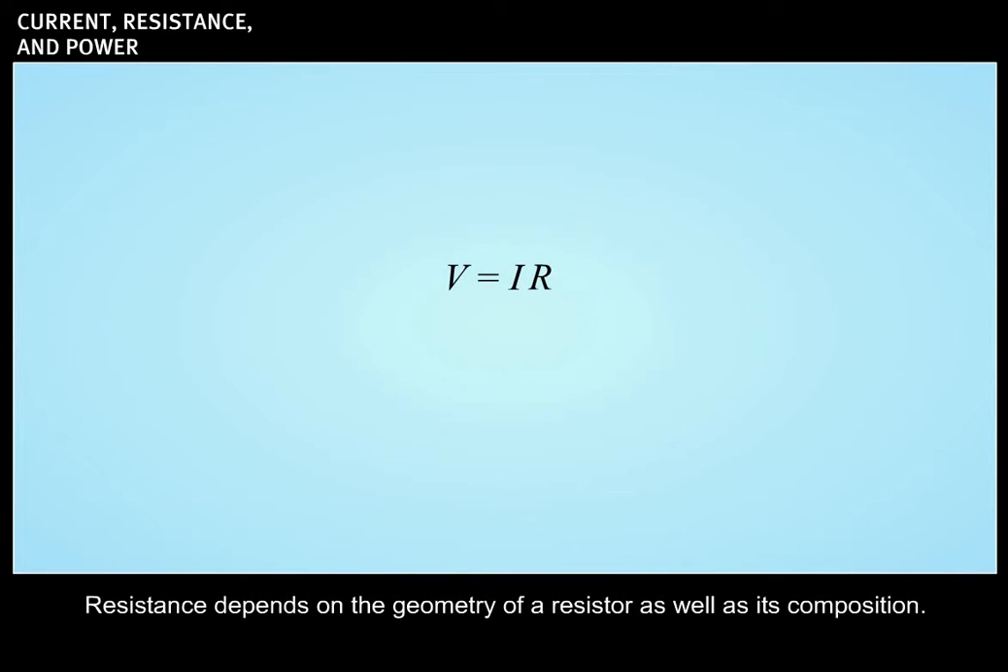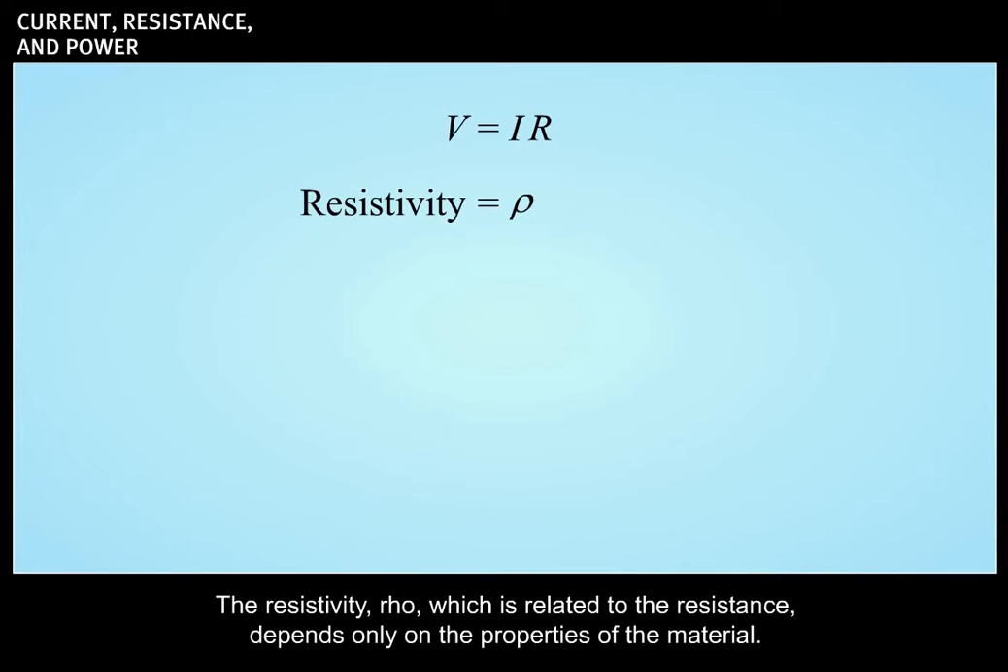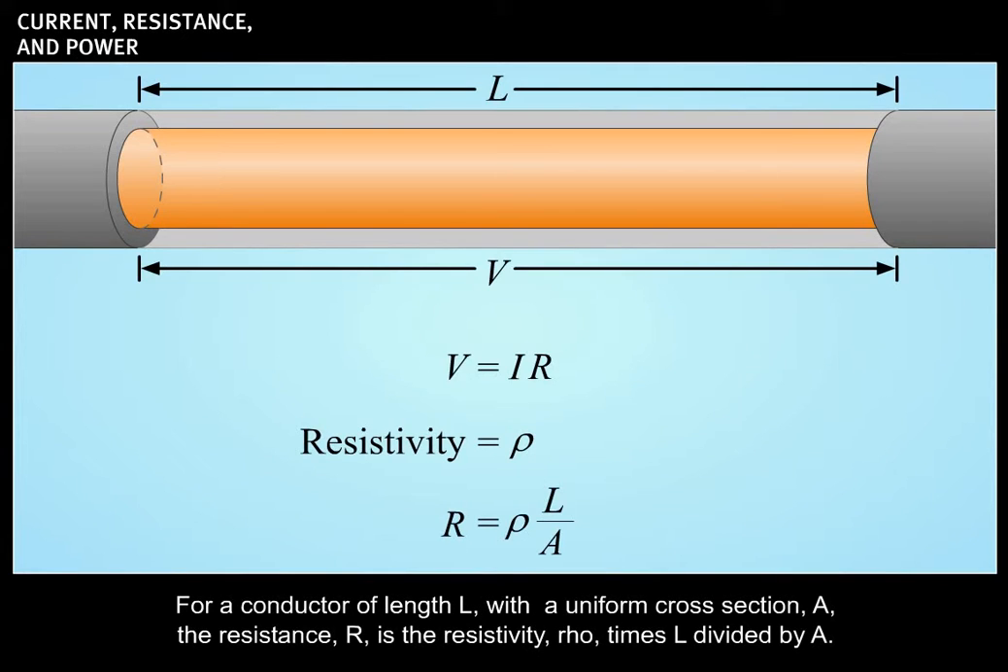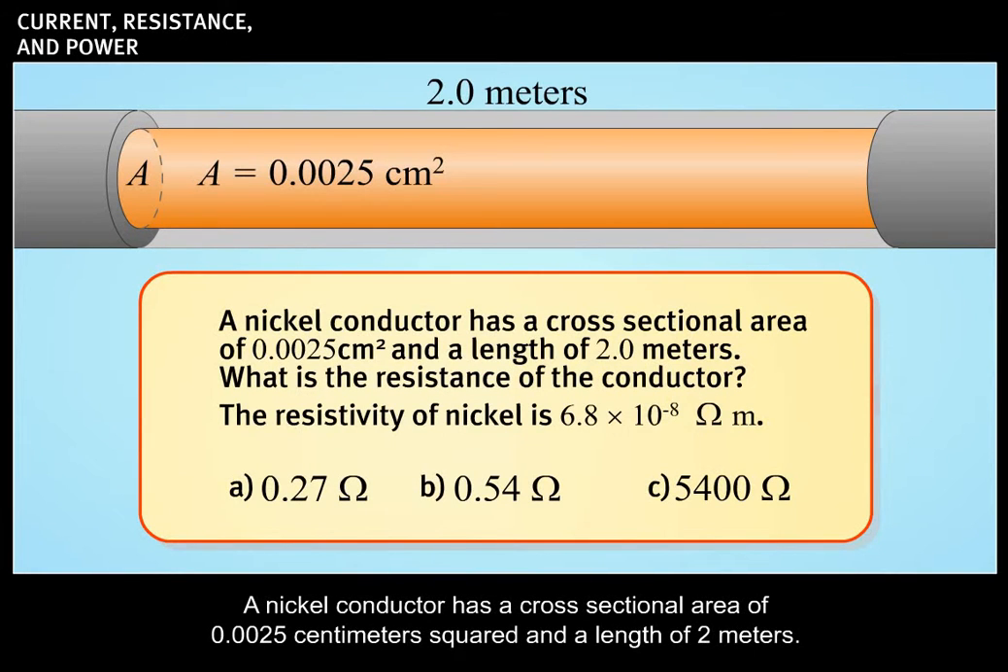Resistance depends on the geometry of a resistor as well as its composition. The resistivity, ρ, which is related to the resistance, depends only on the properties of the material. For a conductor of length L with a uniform cross-section A, the resistance R is the resistivity ρ times L divided by A.